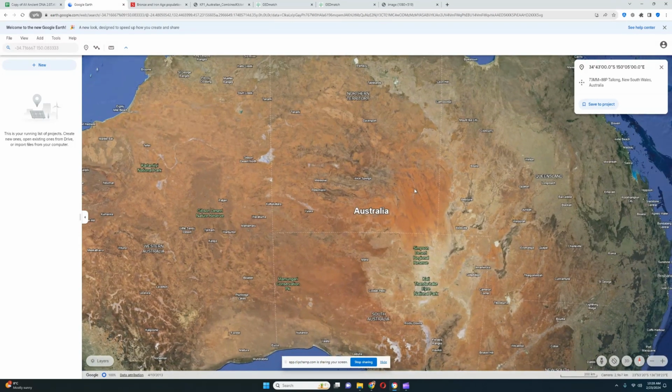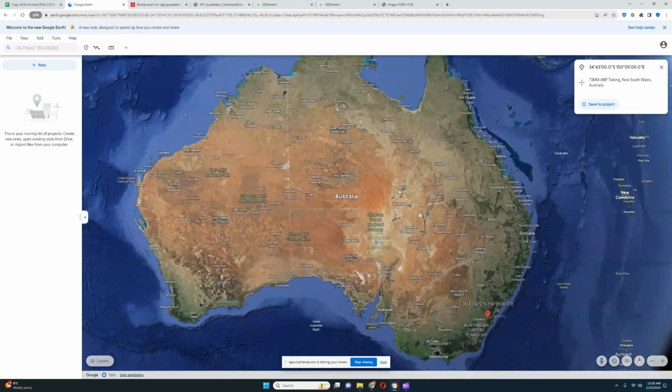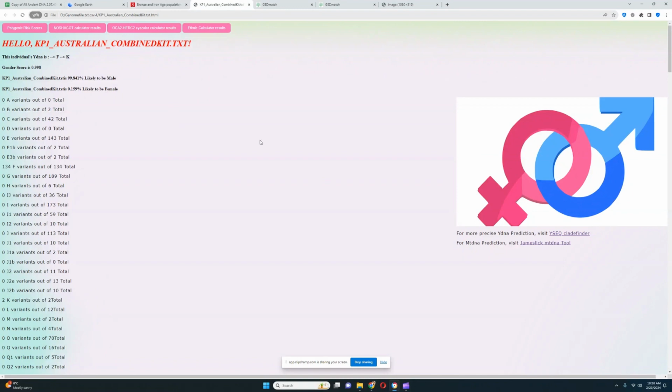I'm not sure if there are any Aboriginal Australian ancient samples from this location. It would be very interesting to explore them and what kind of traits they have, because it is certainly a very extreme condition to survive in. So this is actually a man.